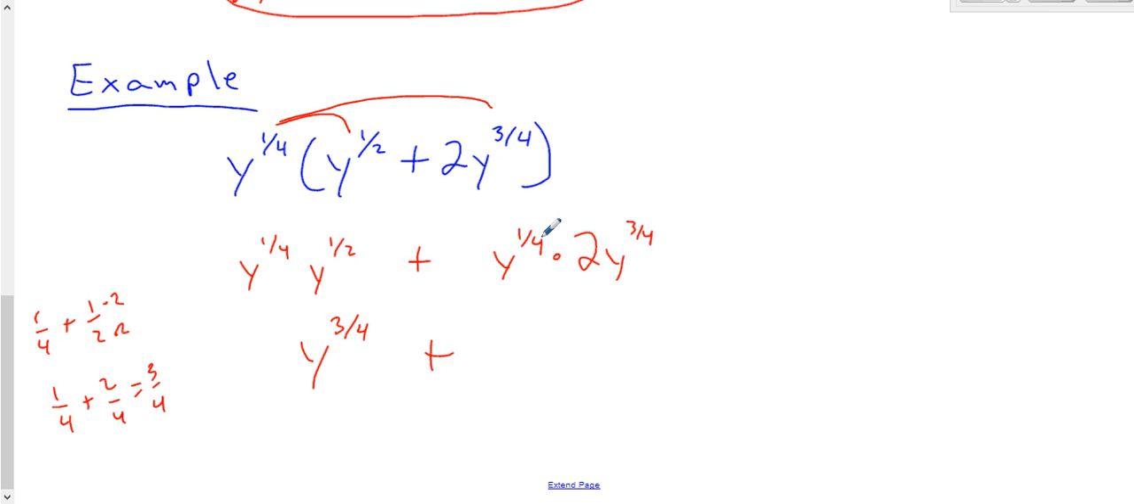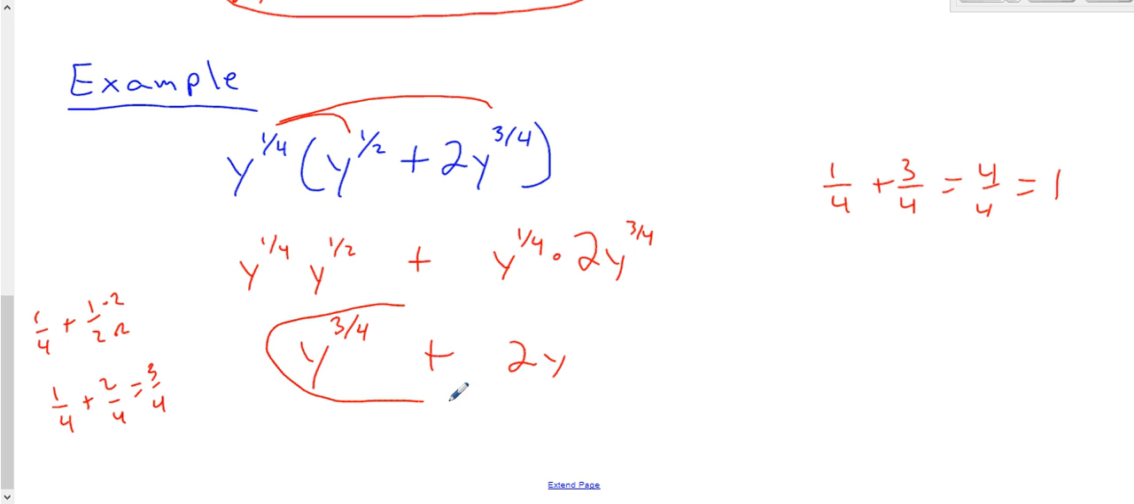Plus the 2, and then y to the 1/4 times y to the 3/4. When we add these together, 1/4 plus 3/4 is 4/4, which is 1. So we just end up with 2y. And there's our answer.